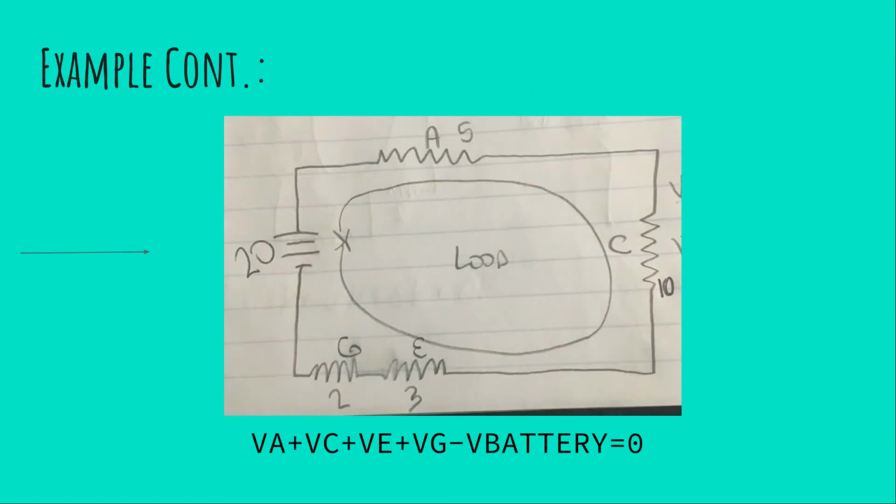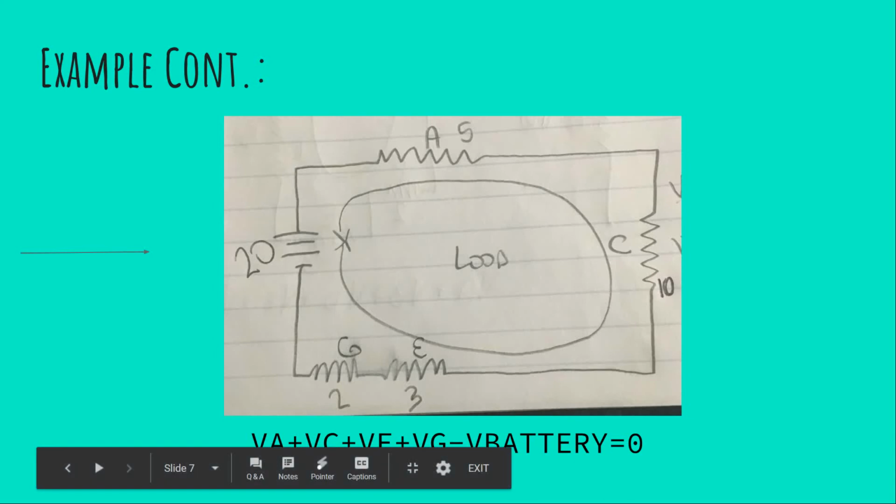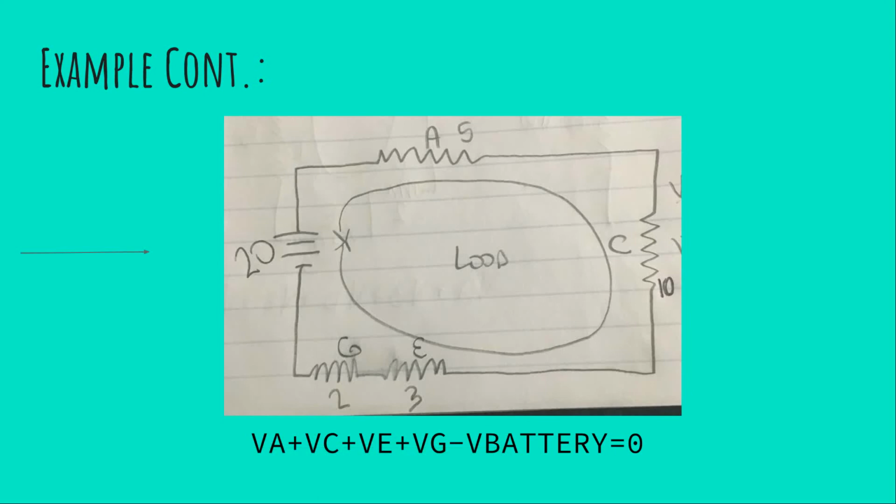And this is our last loop that we can create, which is including resistors A, C, E, and G. And it's basically the same thing. So you would add 5 and 10, and then 3 and 2 from the other resistors, which then equal 20, minus the voltage of the battery, which equals 0.